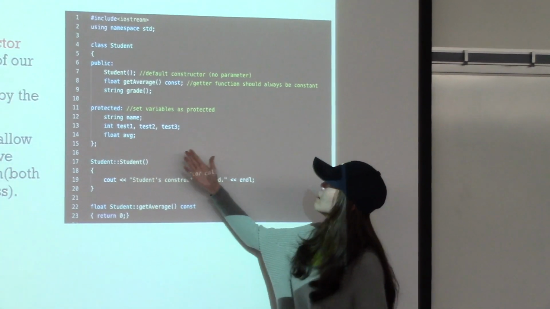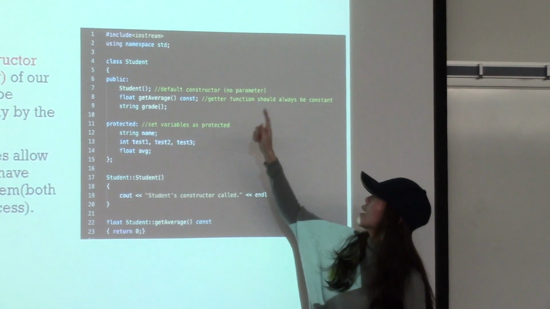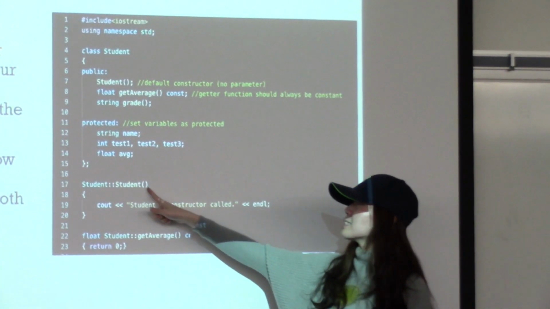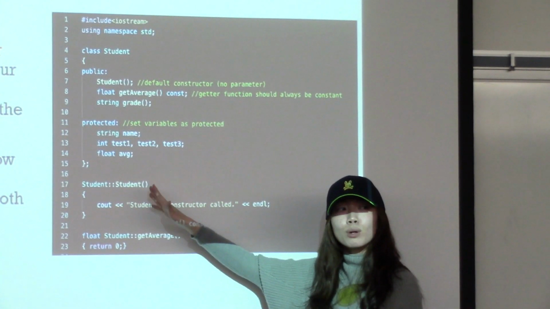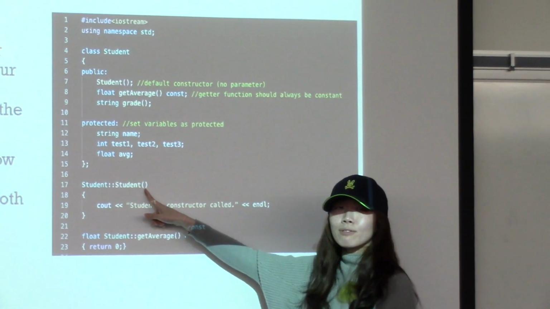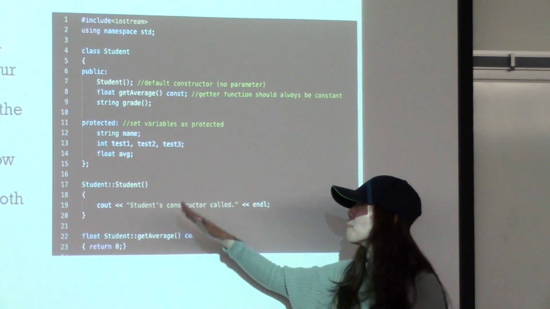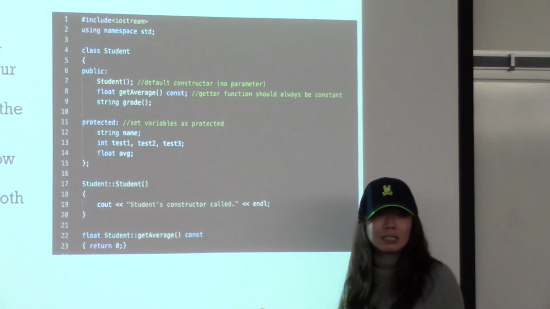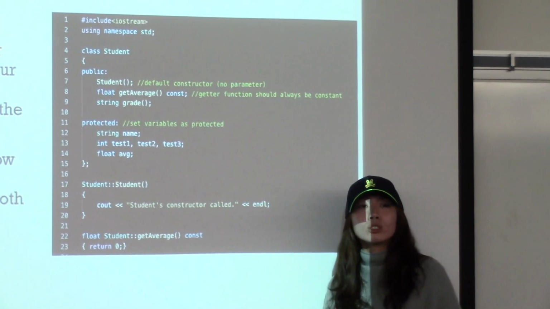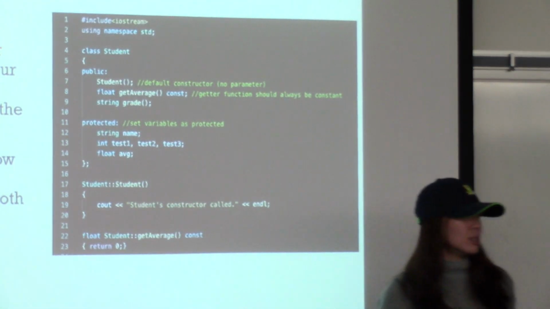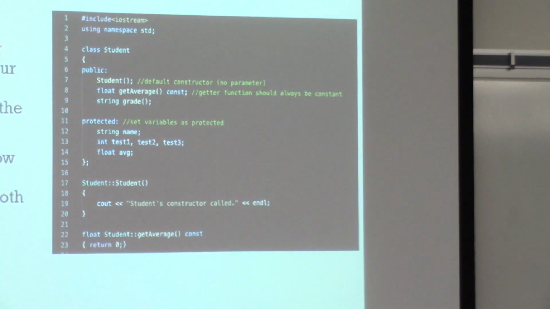For this one, I'm in a student class, and I am defining my own default constructor because it takes in no parameter, and anything that takes in no parameter is default. Since I have that, I can say, okay, you allocate your memory, but in addition, I want you to print that my constructor is being triggered. Completely fine, you can write your own default constructor.